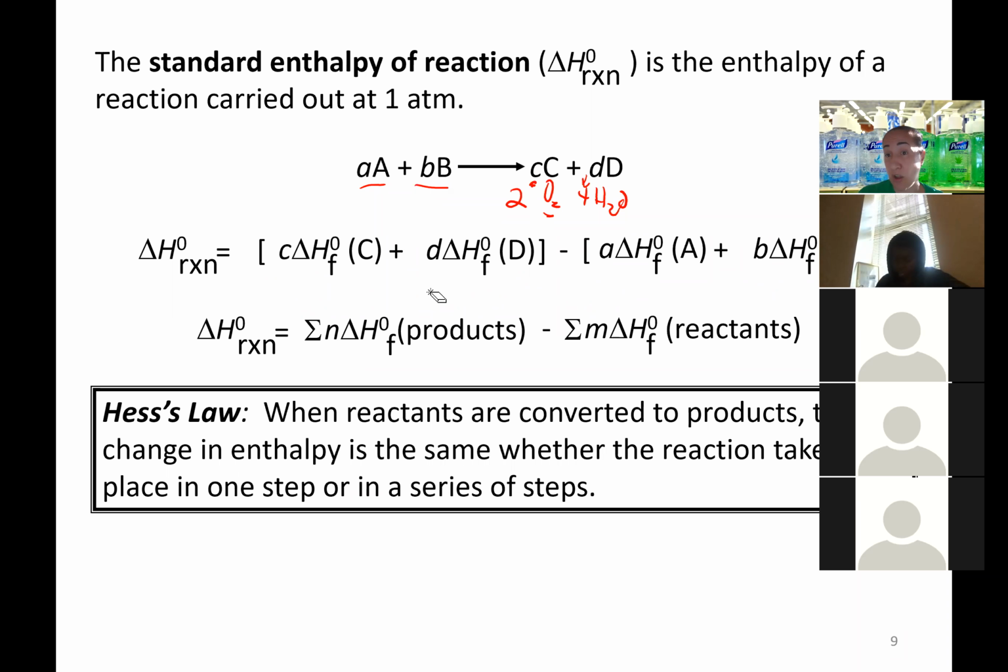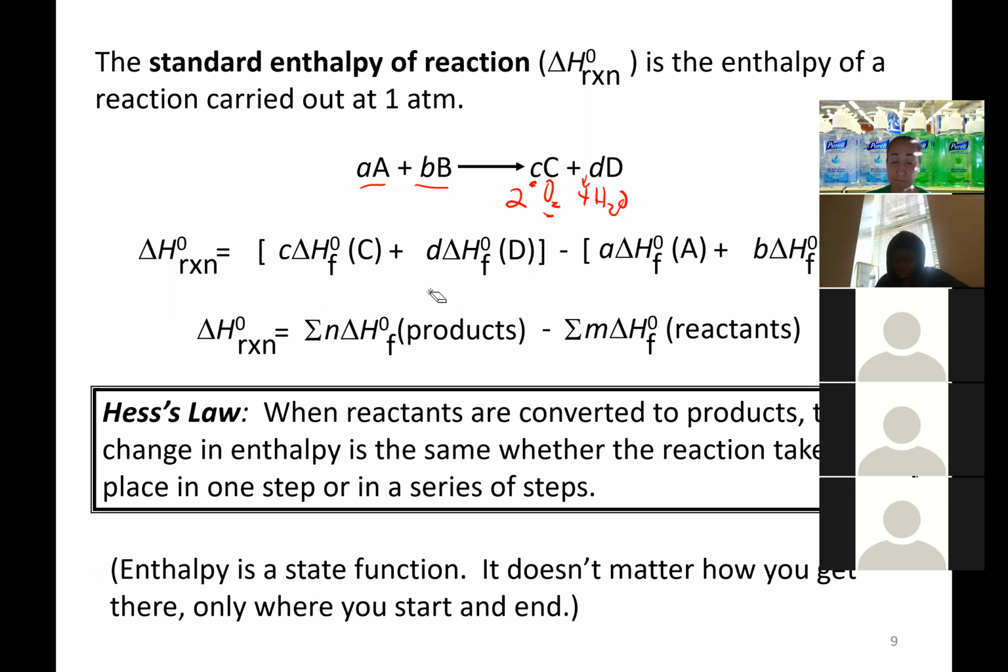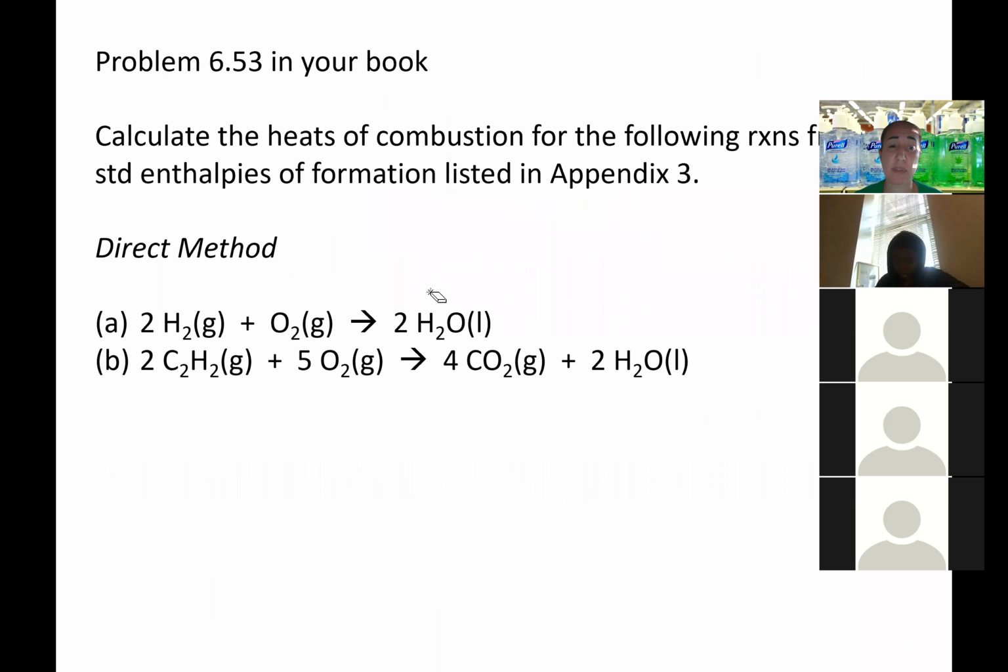And that is Hess's law. Hess's law says that whenever reactants are converted to products, the change in enthalpy is the same whether it happens in one step or in many steps. Okay? And yes, I already told you that enthalpy is a state function. Okay, so let's do a problem. Let's do it because it's really easy.